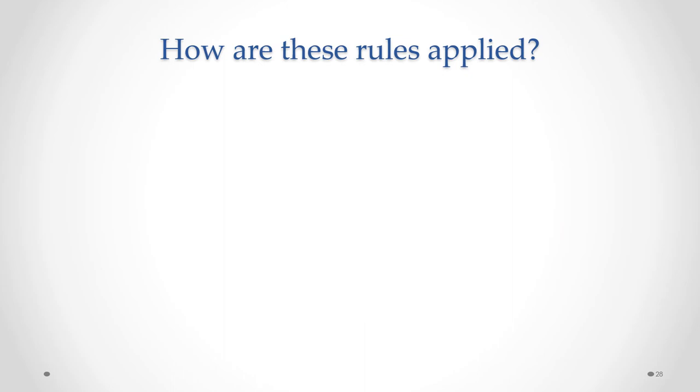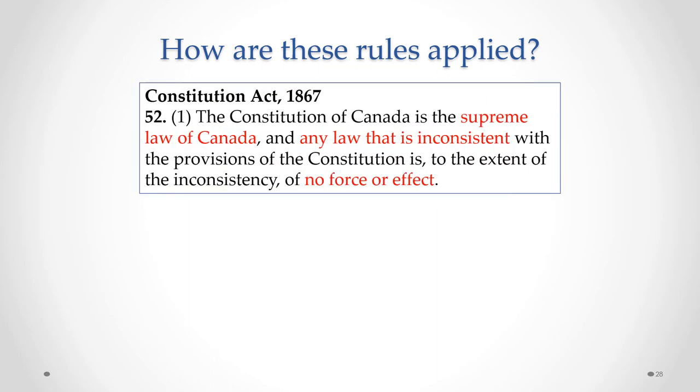So with all these division of power rules that we've looked at, how are they applied? If you remember from part one, we looked at section 52, subsection 1 specifically of the Constitution Act 1867. It says that the Constitution of Canada is the supreme law of Canada and that any law that is inconsistent with the Constitution is of no force or effect. So by applying that section, if we have a law that's been created by a government, it could be federal government, it could be provincial government, or even a municipal government.